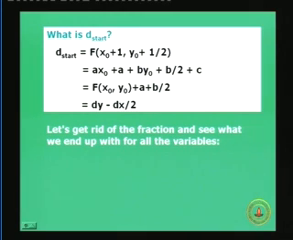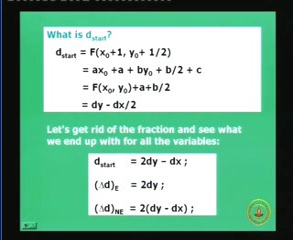Well, a simple suggestion is to multiply the value of f by 2. If f of x naught, y naught is equal to 0, then 2 times f of x naught, y naught will also be equal to 0. So, the d will be 2d instead of d itself, and you will get the value of d as 2 dy minus dx.